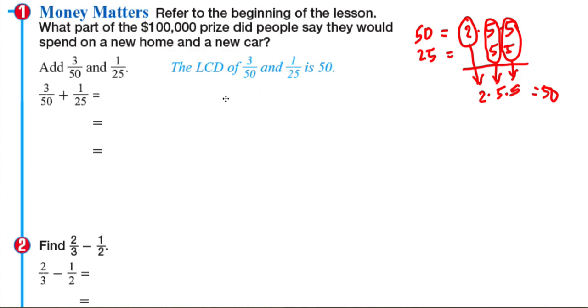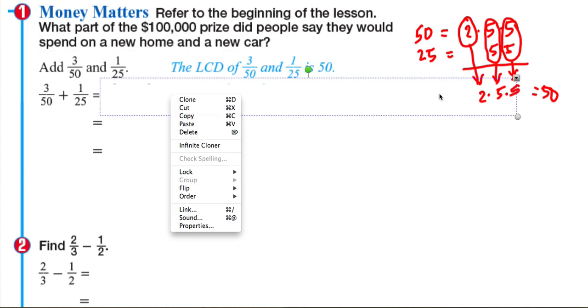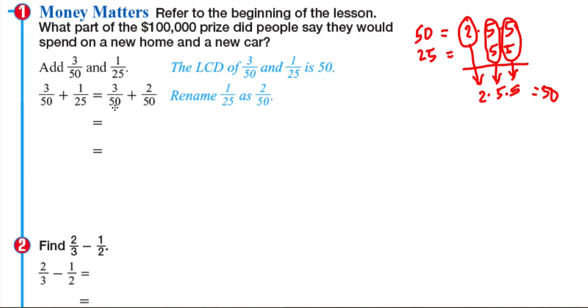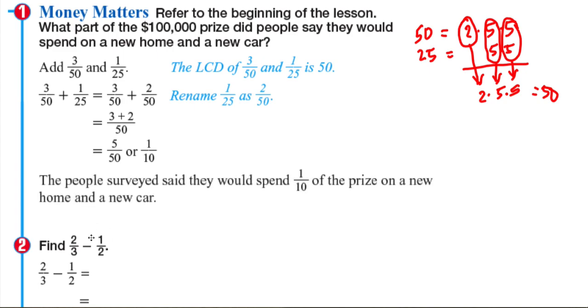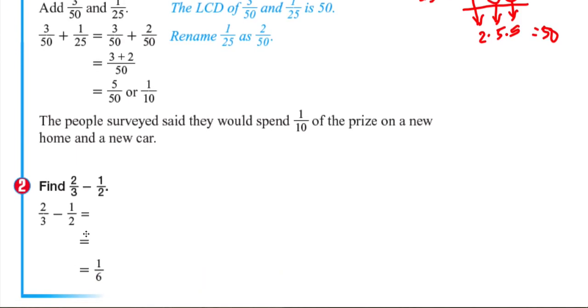So 3 over 50 plus 2 over 50, because if you rename 1 over 25 with the denominator 50, it'll be 2 over 50. Now that the denominators are the same, you can simply add the numerators. 3 plus 2 over 50 gives you 5 over 50, or in simplest form, 1 over 10. So the people surveyed said they would spend 1/10 of the prize on a new home and a new car.